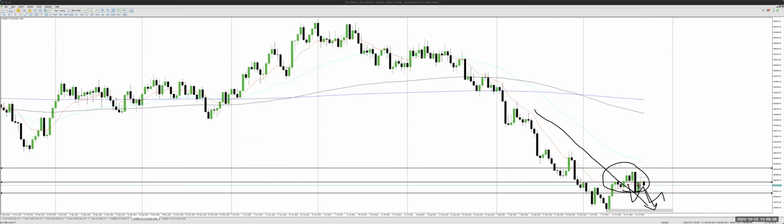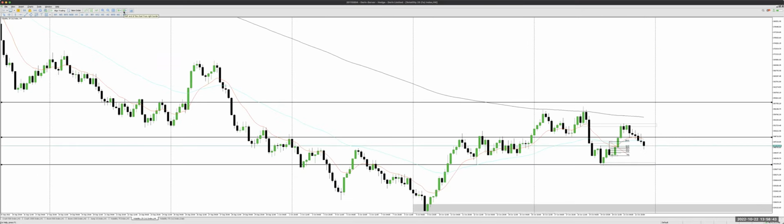Price, does it want to come down? Does it want to come up? What does it want to do? So based on the daily, downtrend pin bar, we could come down. Let's see. Okay, you can see how it's marked.